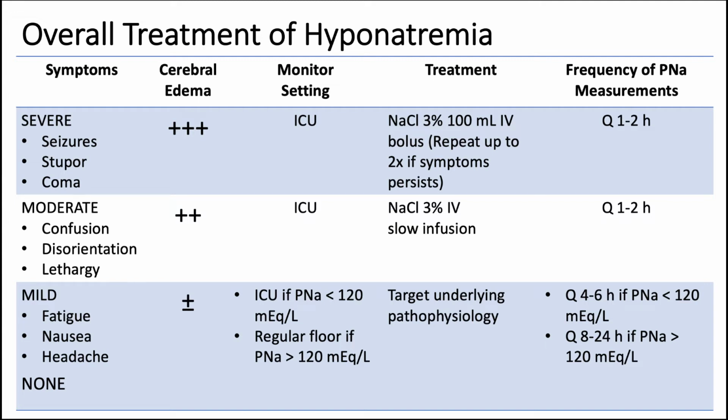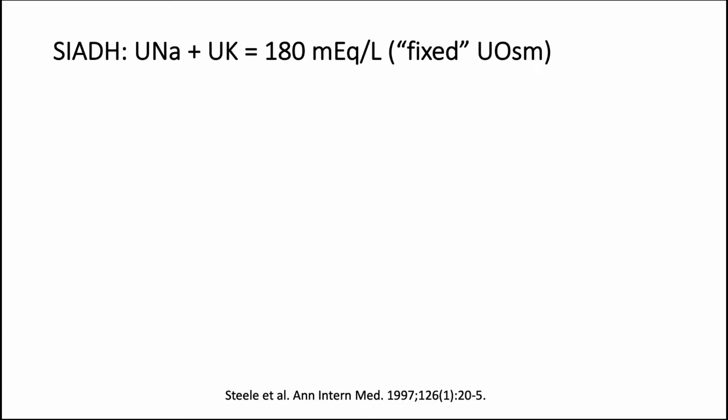And the frequency of sodium measurements will depend on the sodium. So if it's less than 120 and they're monitoring the patient to make sure that the sodium doesn't correct very fast, Q4 to 6 hours is appropriate. If the patient's sodium is more than 120, it could be anywhere between once a day to 3 times a day, depending on the severity of the hyponatremia. But now let's focus on SIADH.